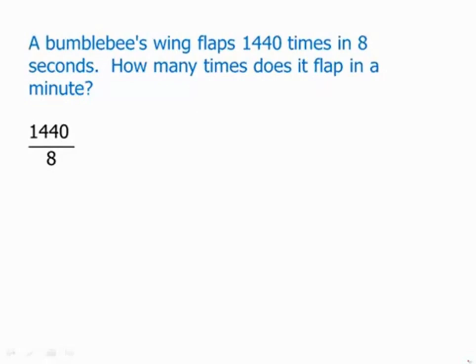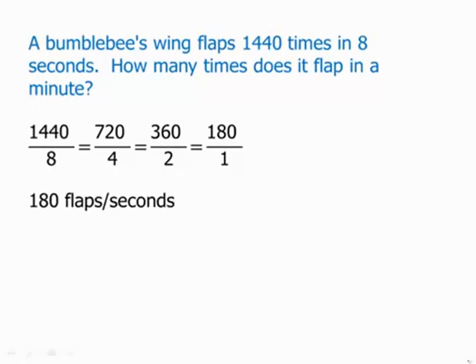I'm going to divide by 2. That gets me down to 720 over 4. Then I'm going to divide by 2 again. That gets me down to 360 over 2. And then I'm going to divide again. That's going to get me down to 180 over 1. So there are 180 flaps in 1 second. Well, we want the flaps in a minute, so clearly what we're going to have to do is multiply by 60 seconds, because there's 60 seconds in a minute.